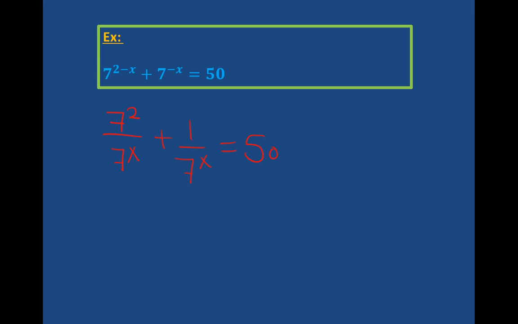I can add these two fractions. Over 7 power x, the numerator will be 49 plus 1, which is 50, equals 50. Here 7 power x equals 50 over 50, which is 1. Therefore 7 power x equals 1. Therefore x here equals 0.